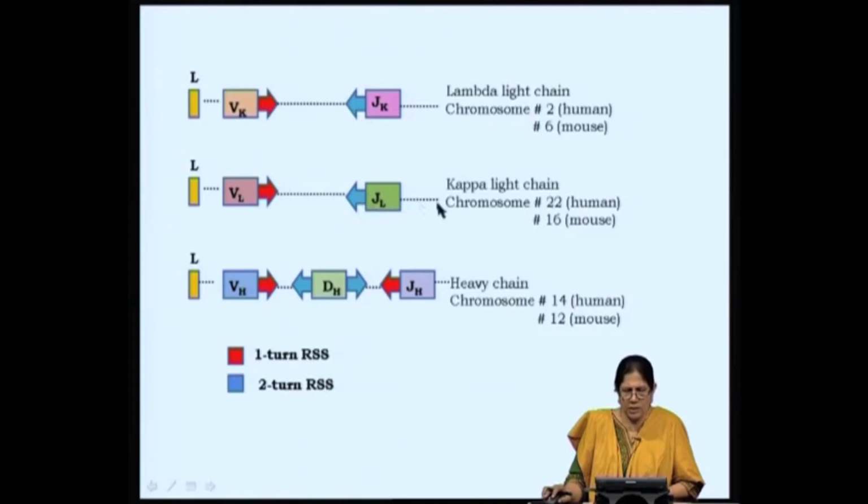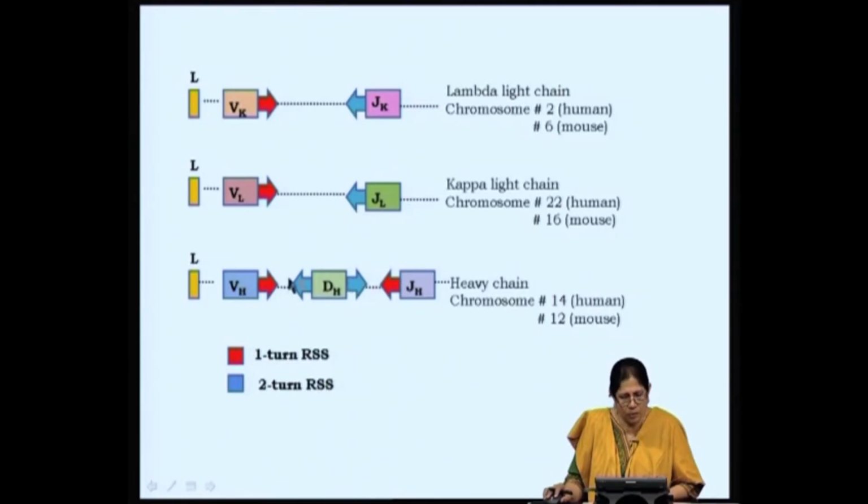Now, what I just discussed with you was dealing with the light chain, that you have one turn RSS and two turn RSS which join together. What was in question is, in case of the heavy gene, you have three gene segments. You have the V, D and J. So, how do one turn RSS and two turn RSS contribute to allowing one of the J joining with any one of the D and any one of the V?